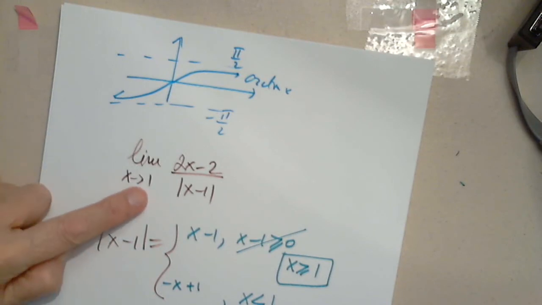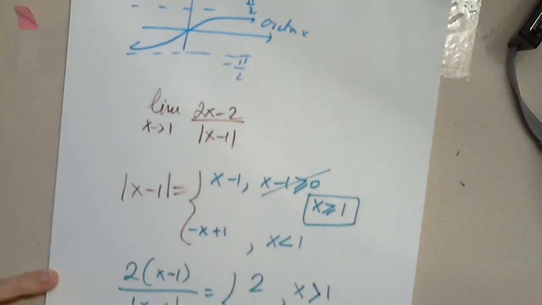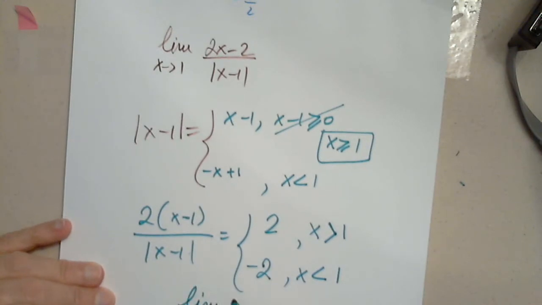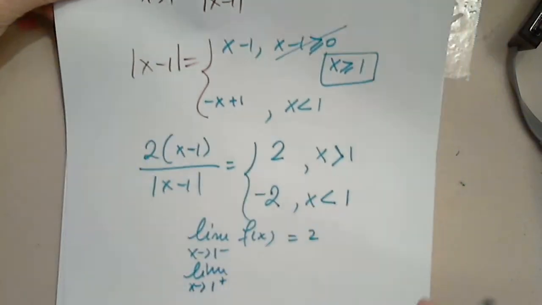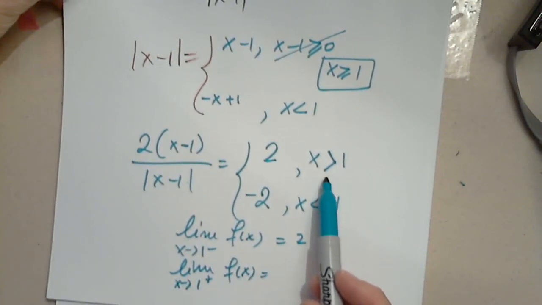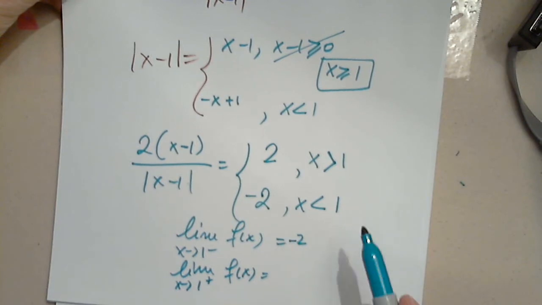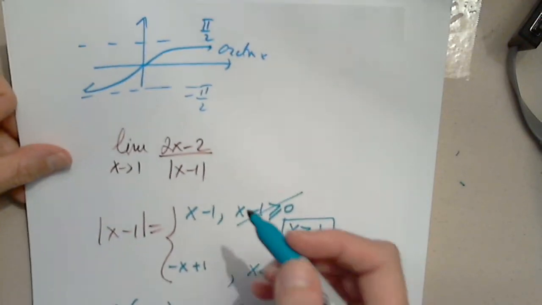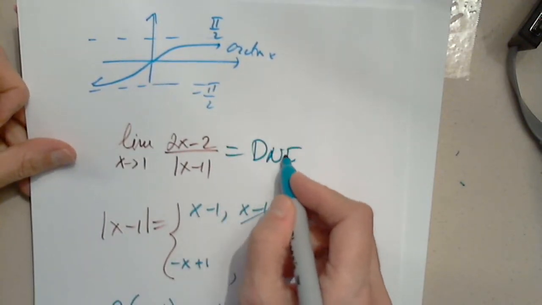So since x approaches 1 from either side, I have to determine both limits. But obviously the limit of the function as x approaches 1 from the left is negative 2, and the limit as x approaches 1 from the right is 2. So then now, only now I can write DNE here.